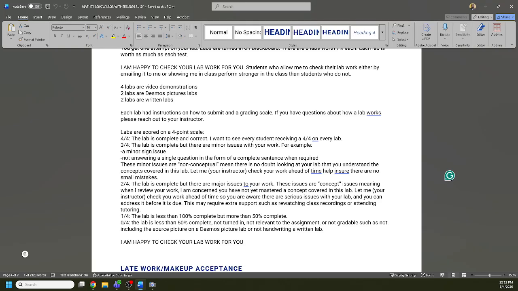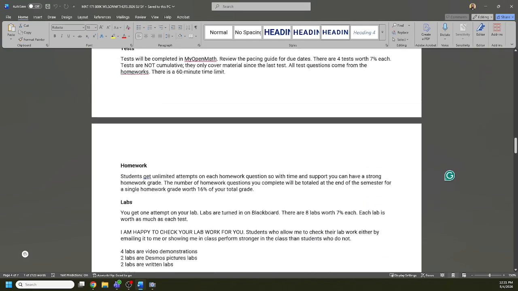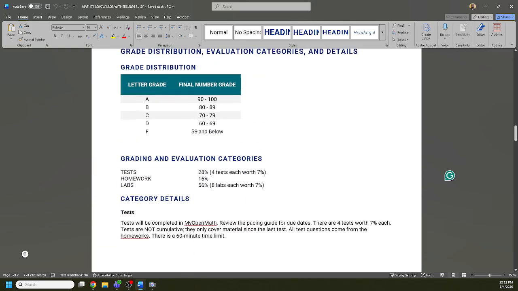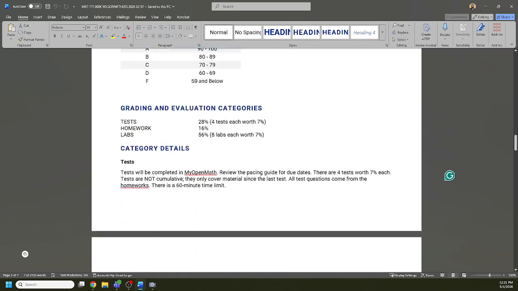That's a 50. 1 out of 4 if the lab is less than 100% complete, and then a 0 if it's less than half, or something about it is ungradable. And a lot of the ungradable stuff has to do with, instead of you actually working the lab, you copied and pasted something in from ChatGPT or some AI bot. That's not going to work in this class. Okay.